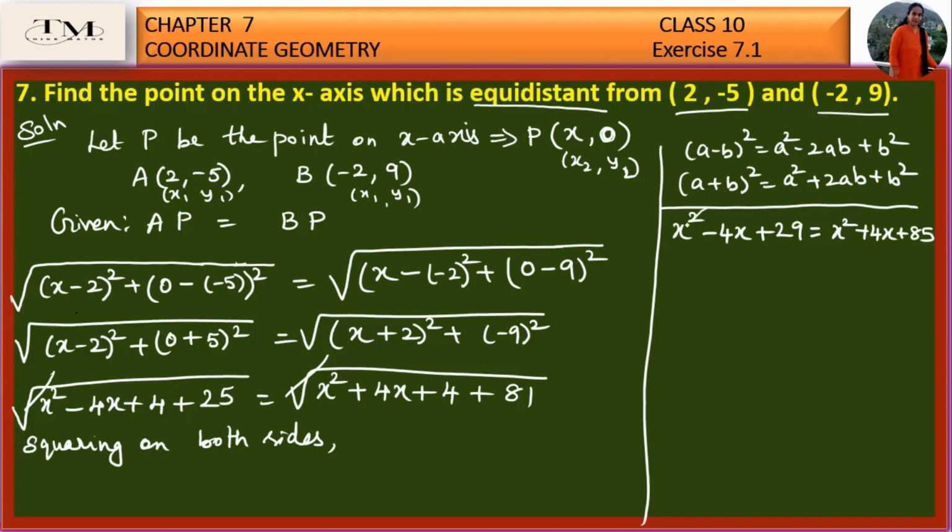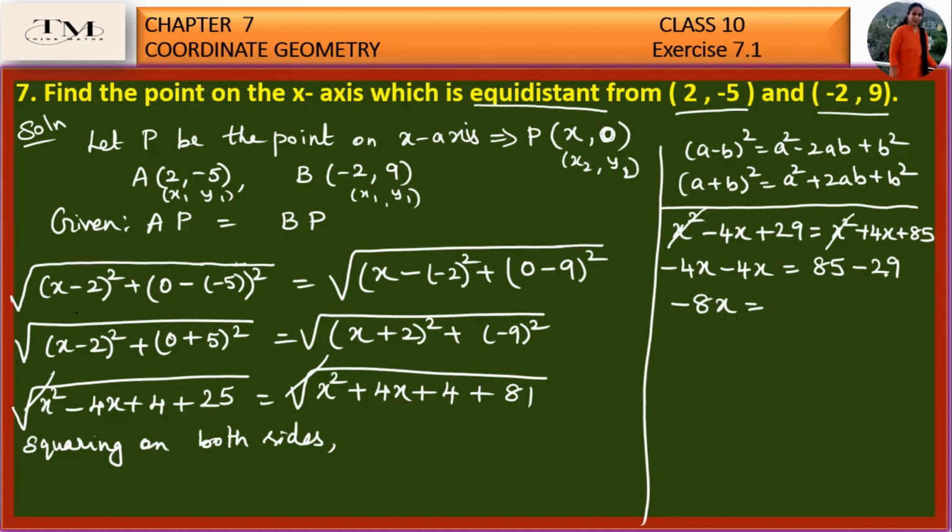So x square and x square get cancelled. So we will have minus 4x. On the other side we will have plus 4x. Plus 4x will become minus 4x when we change the side. What about the constant term? We have 85 here, this plus 29 will become minus 29. So minus 4x plus minus 4x is minus 8x.